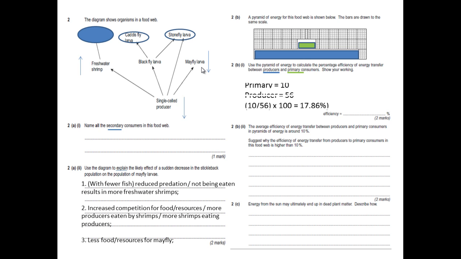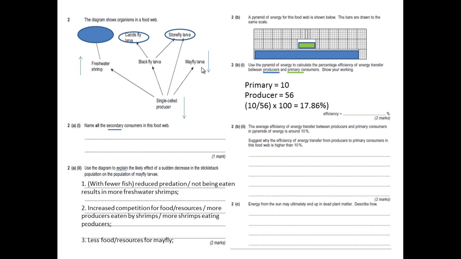and so the values that we gather for those, if we just use these figures, there's no units required because it's just simply a percentage. So our primary consumers would equal 10 on this scale, and the producer would equal 56, and so it's 10 over 56 times by 100, and so your percentage efficiency would be 17.86. I think on the mark scheme it says they allow anything between 16.5 and 18.5.